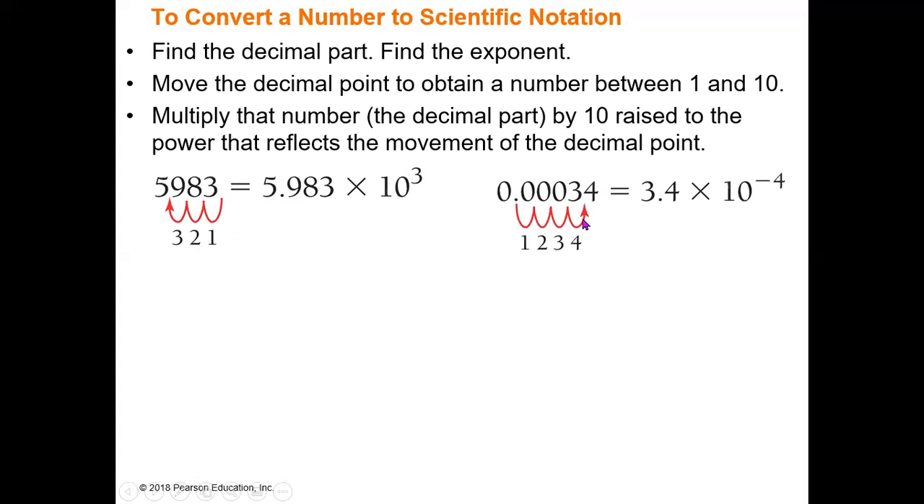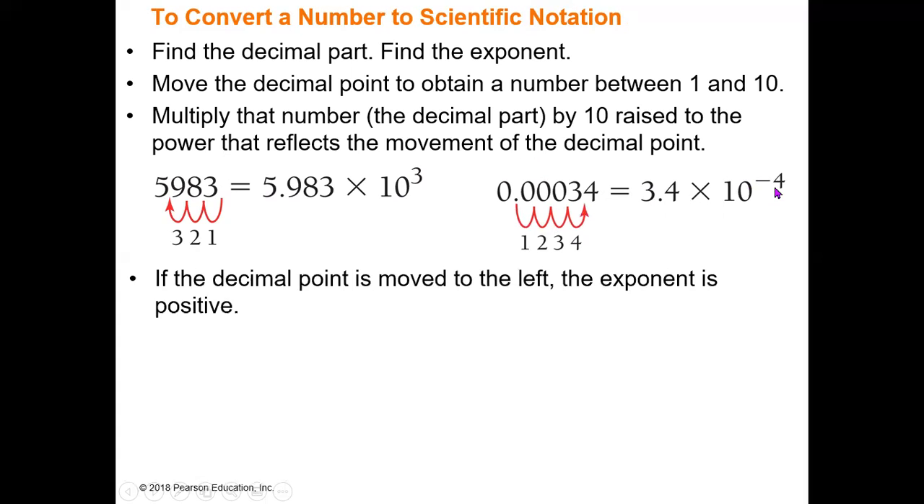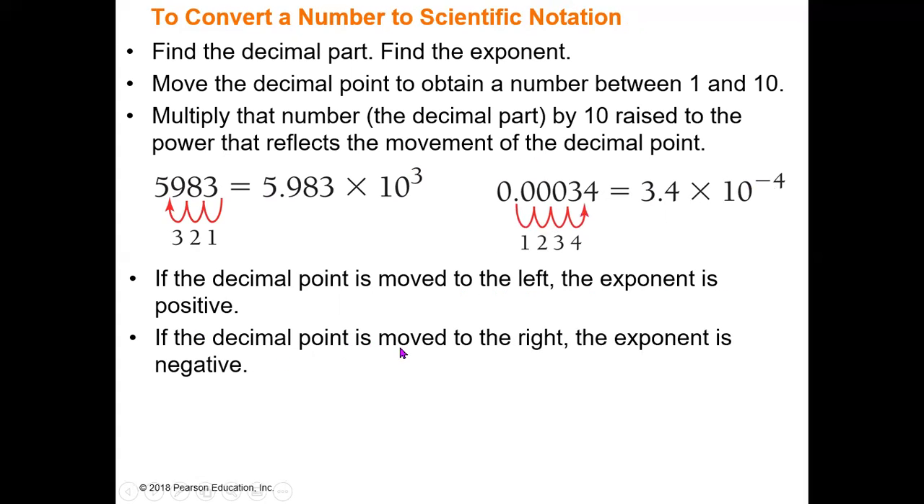If we have a number, we move the decimal point until we get a number between 1 and 10. In this example, we move the decimal point to the right 4 times, and we get 3.4. Since we moved to the right 4 times, the exponential part is 10 to the negative 4. If the decimal point is moved to the left, the exponent is positive. If the decimal point is moved to the right, the exponent is negative.